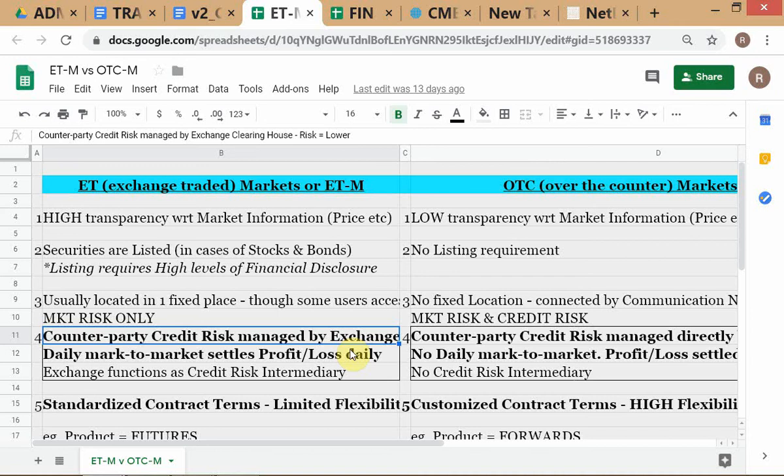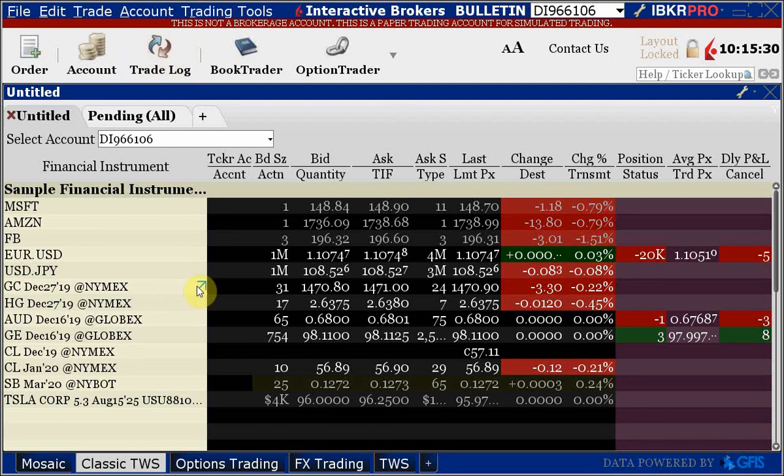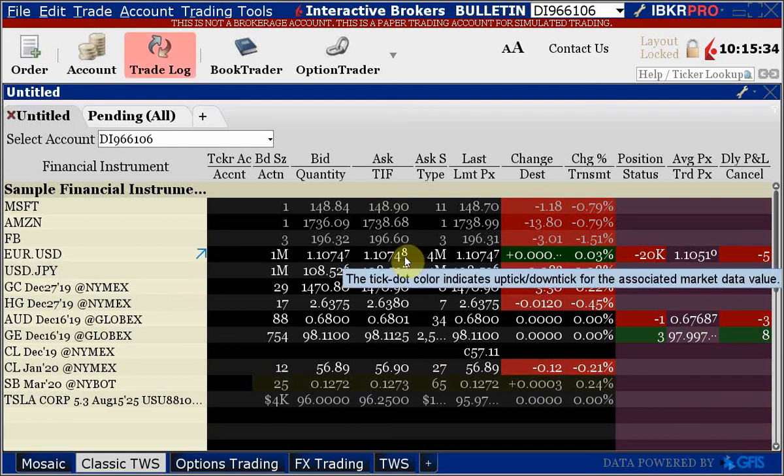Credit risk is the risk that the counterparty will not honor its obligations under the contract, and market risk is just the fact that, if I buy euros at 74.8, and by lunchtime the market has already fallen to maybe 109 or something like that, right?